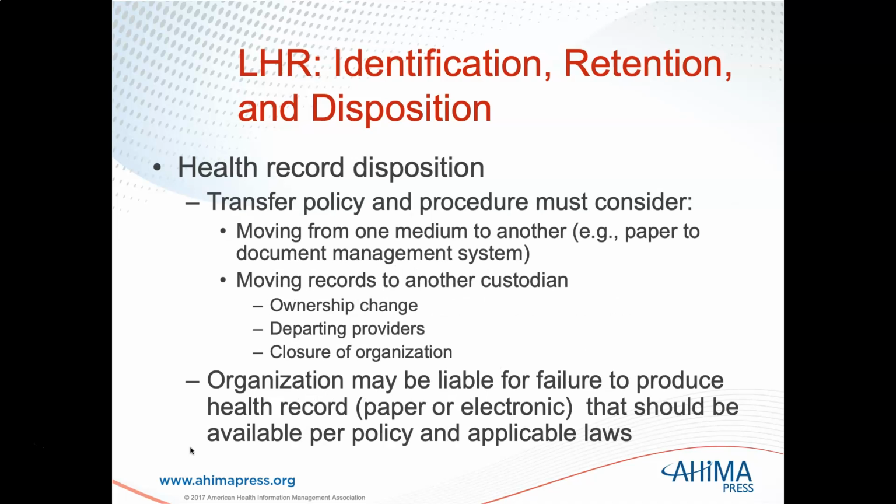Again, this just talks about if you're transferring it, how do you handle it? A long time ago, like 10 or 15 or 20 years ago now, organizations moved from paper to electronic, and they did a lot of scanning, and then once it was scanned into the electronic system, they destroyed the paper. And that's really what this is talking about. The organization can be liable for failure to produce a paper record that should be available according to policy and applicable law. That's absolutely true.